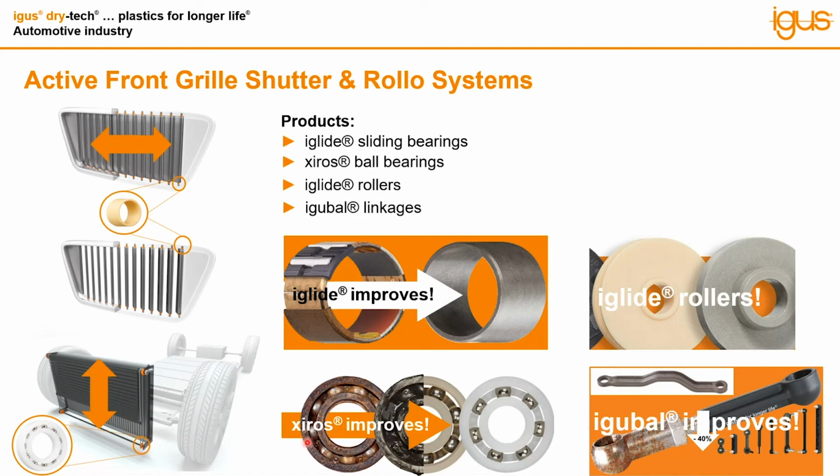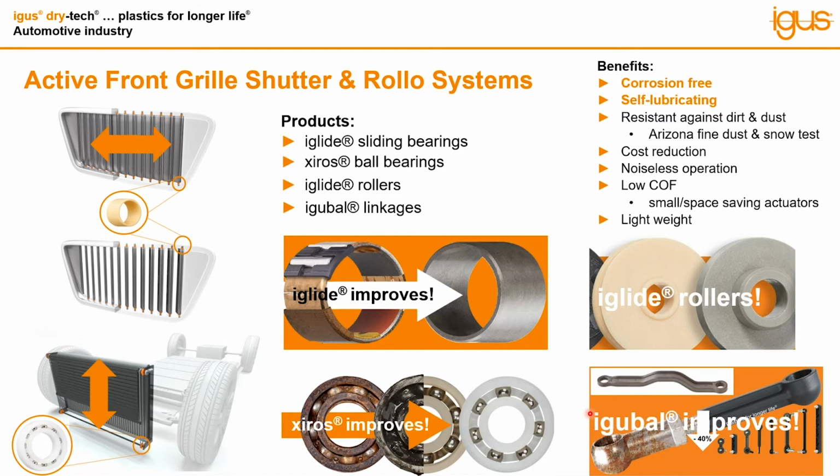We know, for example, that we are serving and selling our parts into the active air dam applications, with very similar movement types and usability of the car, and the benefits of the material and of the product. So talking about benefits, as mentioned already, the corrosion freeness is a big advantage for these applications which are outside of the vehicle.